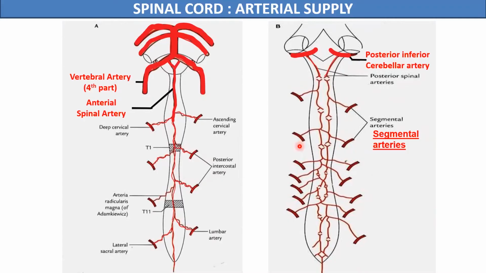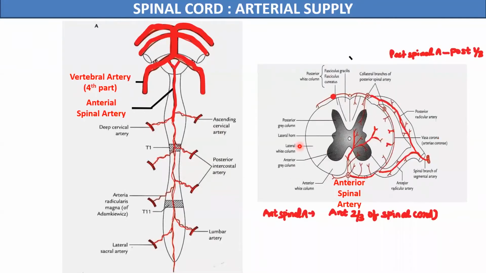First, the anterior spinal artery. The anterior spinal artery is a branch from the fourth part of the vertebral artery. The two anterior spinal branches from each vertebral artery unite to form a single arterial trunk, which runs in the anterior median fissure of the spinal cord. So the anterior spinal artery is formed by the two anterior spinal branches from each vertebral artery.